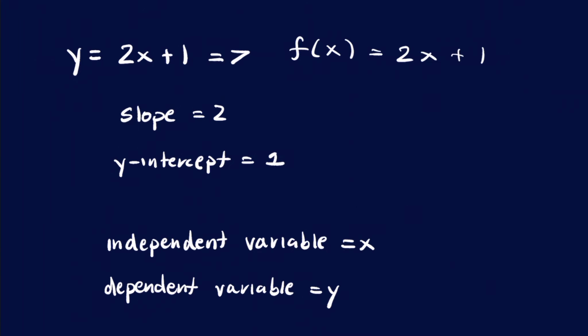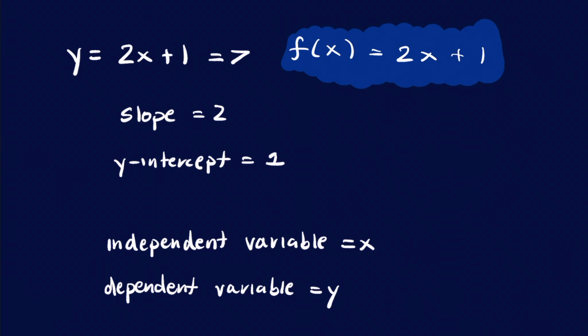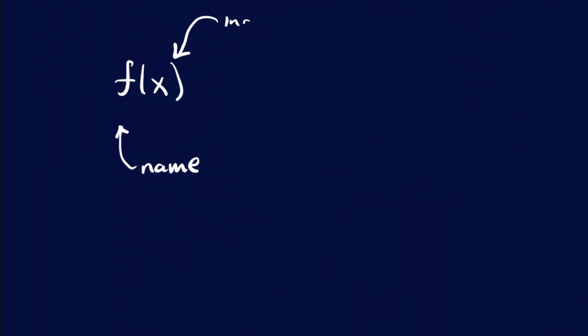So even though you're used to seeing the equation of a straight line in this form, y equals 2x plus 1, the proper way to write a function is like this. This symbol right here, this f and this x, just means f of x, where f is the name of the function and x is the independent variable.